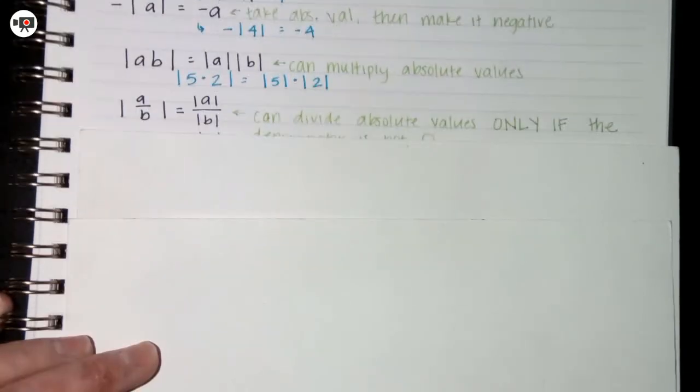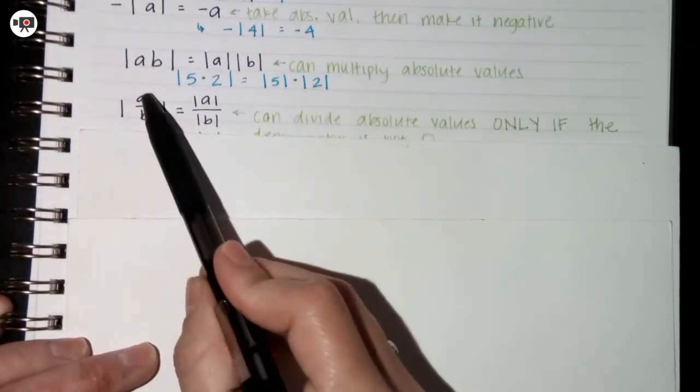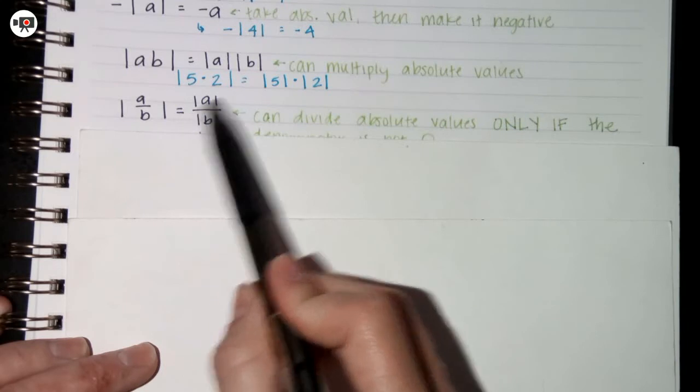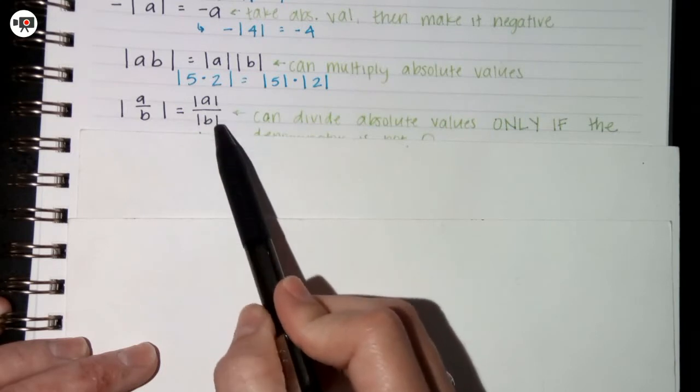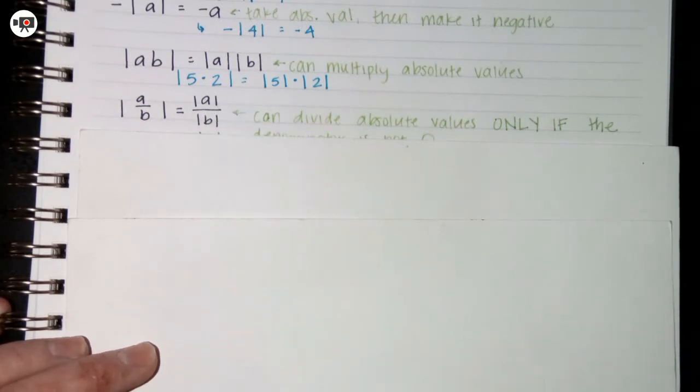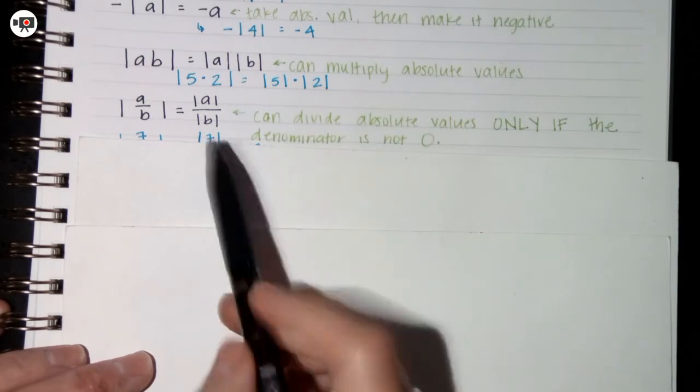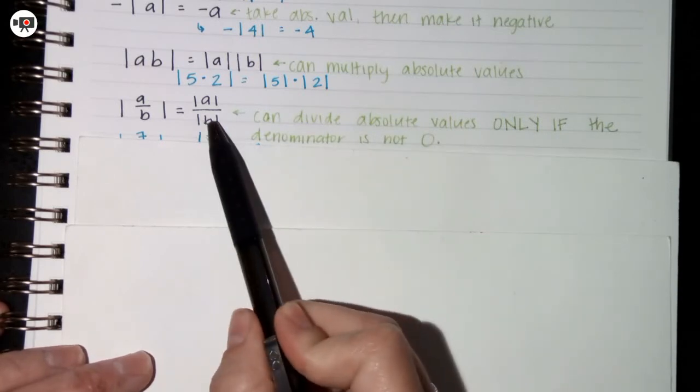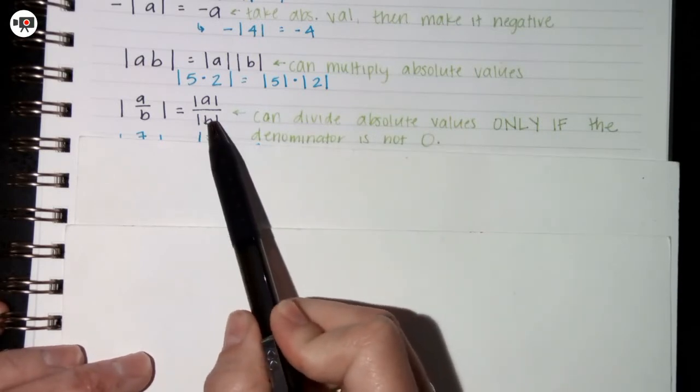And we can also split for division. The absolute value of a divided by b equals the absolute value of a divided by the absolute value of b. This is only true if the denominator is not 0. We can never divide by 0.